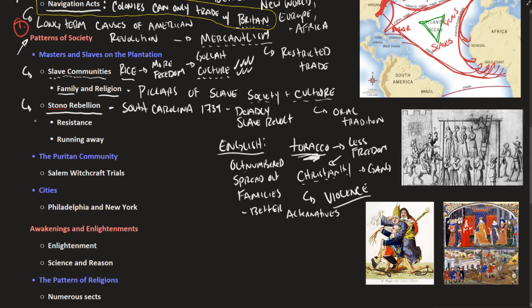When it came to resistance, resistance was constant. It could be anything from doing something wrong on purpose to pretending to be sick. But the most common and maybe most effective form of resistance was running away. Right? Maybe not the most common, but we'll say the most effective.